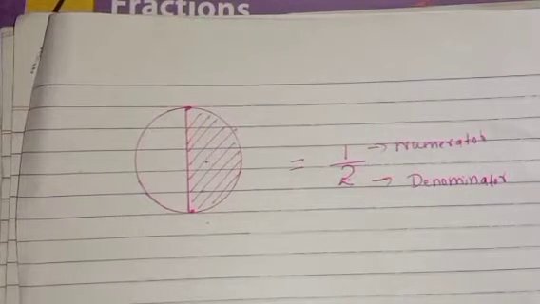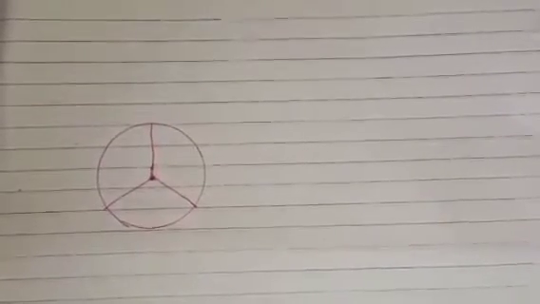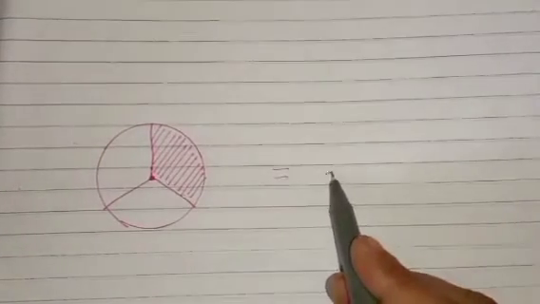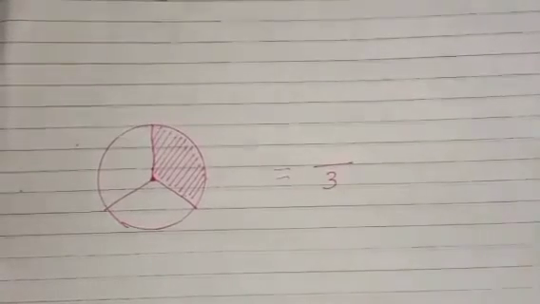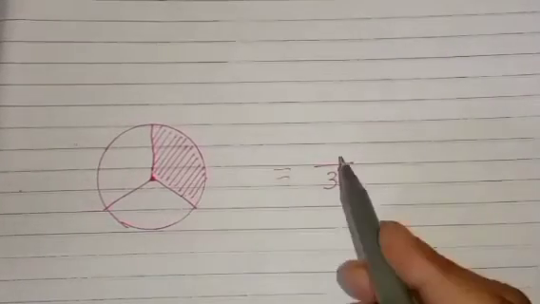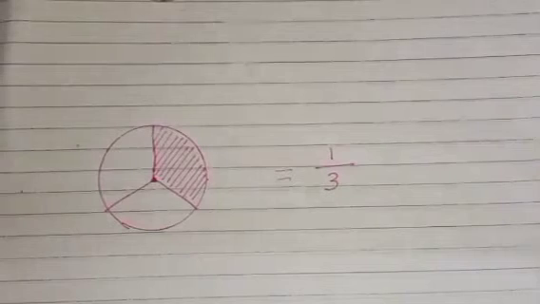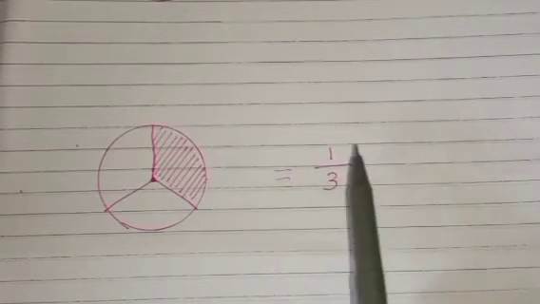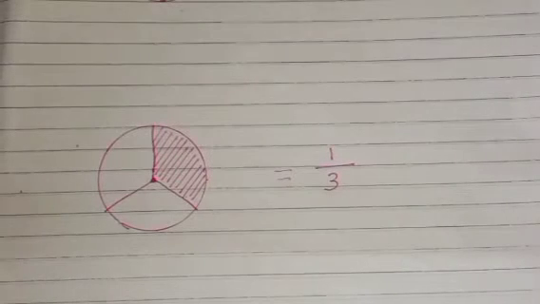Next, one more example. This circle I divide into 3 parts and one part I shaded. So one part is shaded. Then how do you write the fraction? So here how many parts are there in the circle? There are 3 parts and how many portions are shaded? Only one portion. So we can write 1 by 3. So here 3 is the denominator and 1 is the numerator.